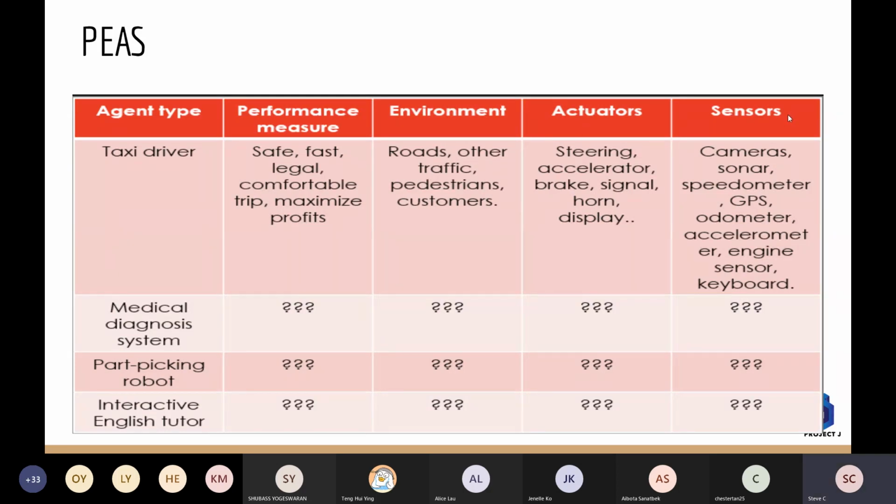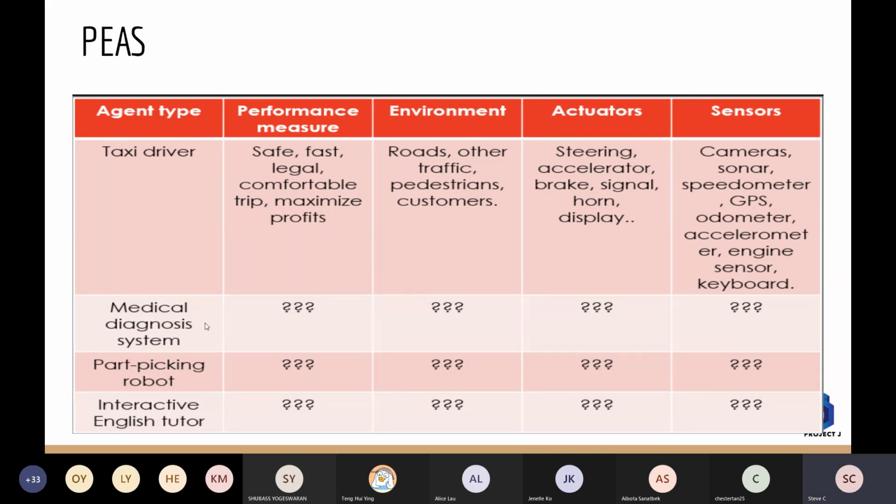Now, as sensors, how would the agent perceive its environment? So you have the cameras to provide visual. You have sonar to provide an ear-like perception. You have the speedometer, GPS for location, odometer, accelerometer, engine sensor, and keyboard, right? So this is how you would use the PEAS model to design an ideal, automated taxi driver. Now here there are 3 more examples over here.